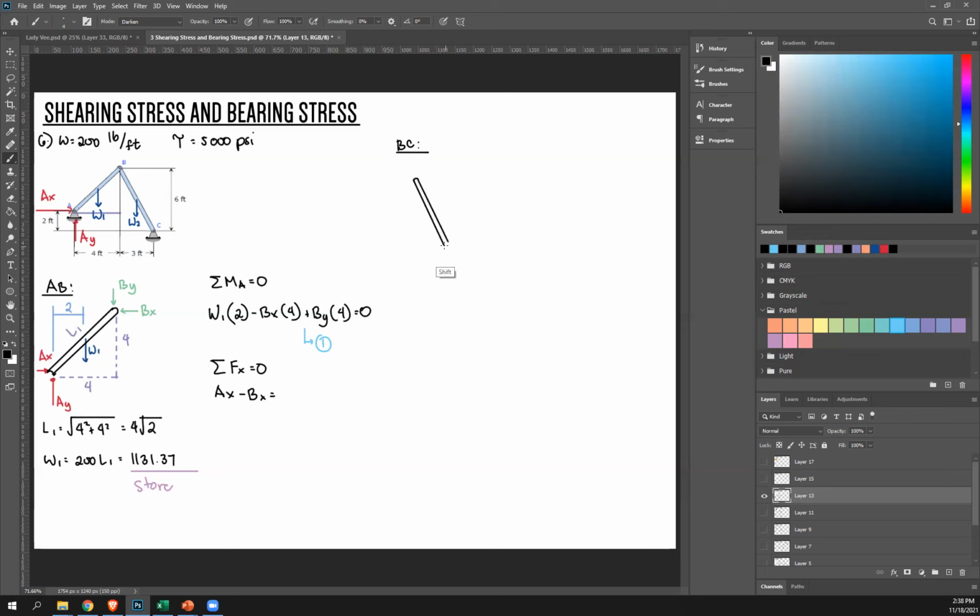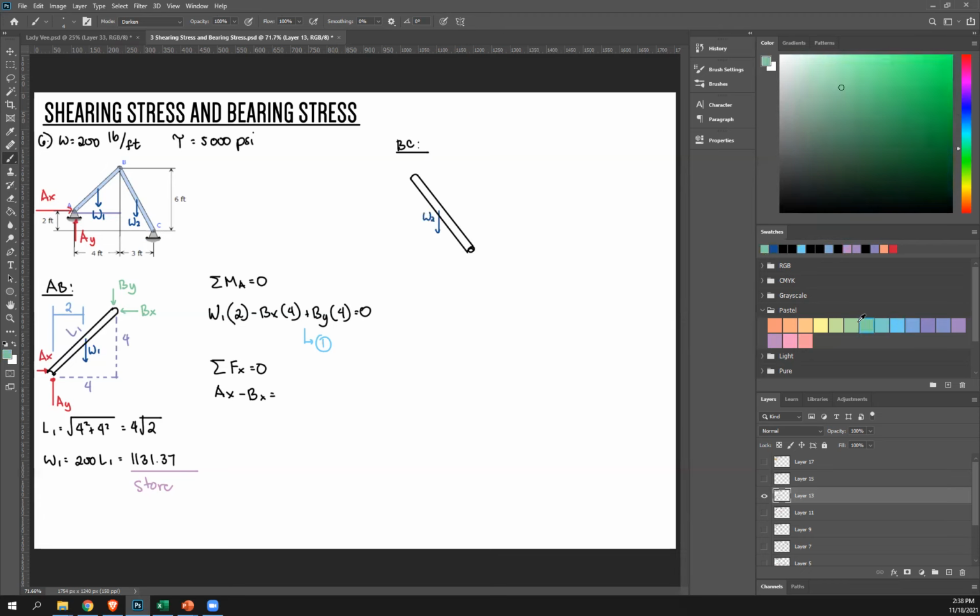Kind of like that, right? And then apply your forces. There's another weight here. So this is, I'll call it W2. Let's change the drawing though. So roughly at the center, W2.